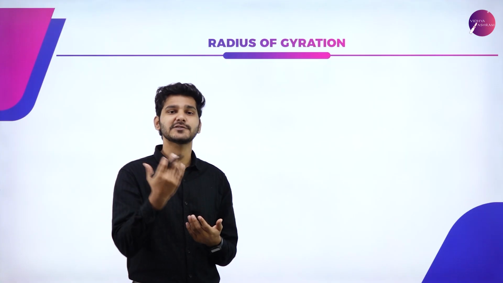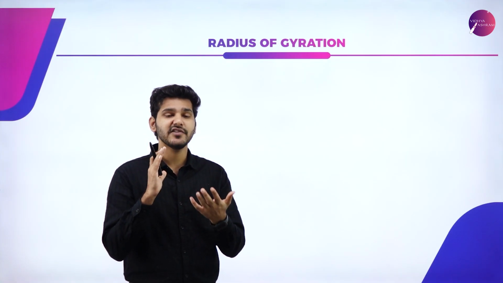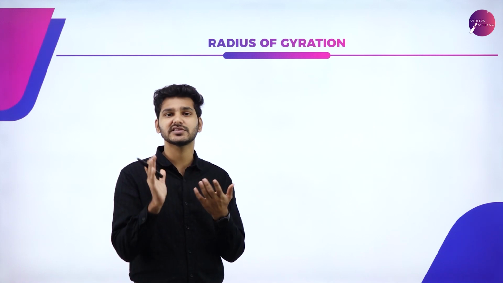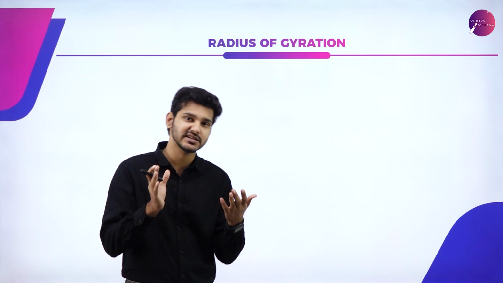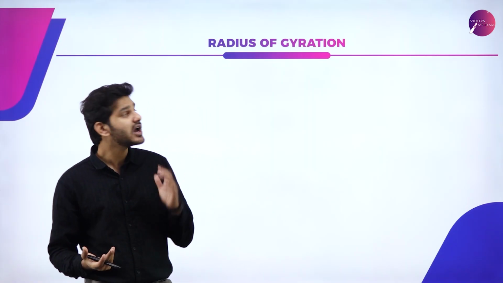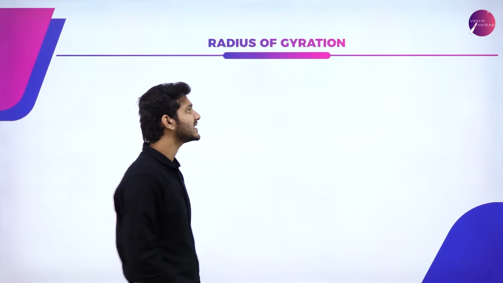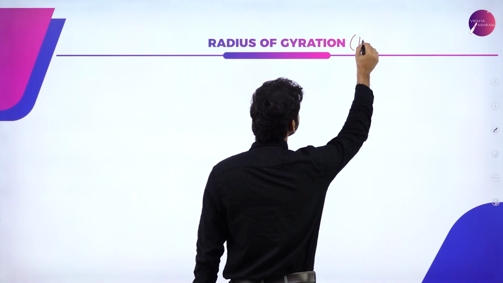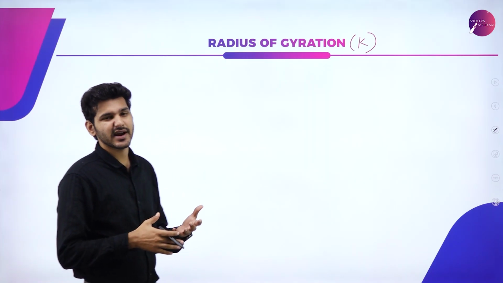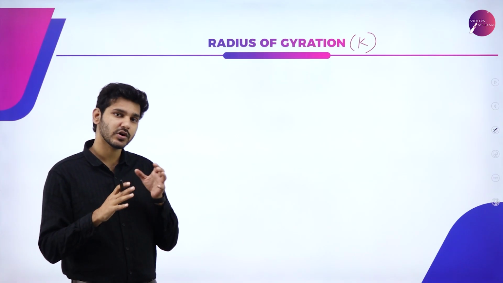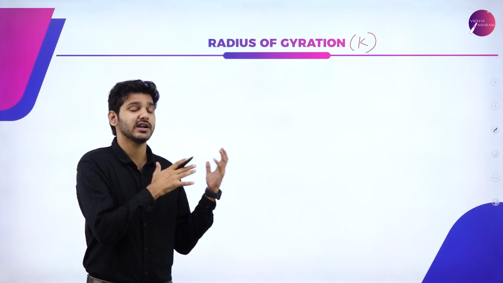If a body is spinning, it will have a reluctance, a tendency to stay in that particular spin state only. It will be reluctant to change that direction. The measure of that is known as radius of gyration, and it is indicated by the letter K. So the equation is the only thing we are actually concerned about. But I'll tell you in detail what radius of gyration is if it's demanded.